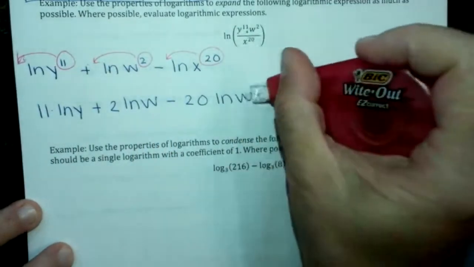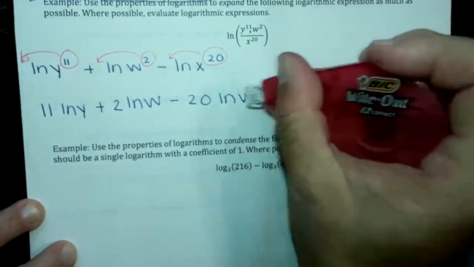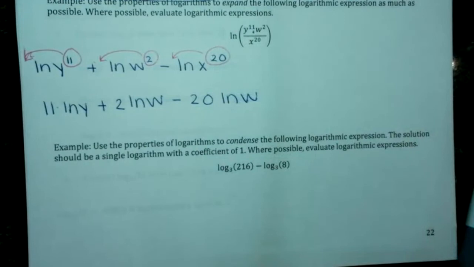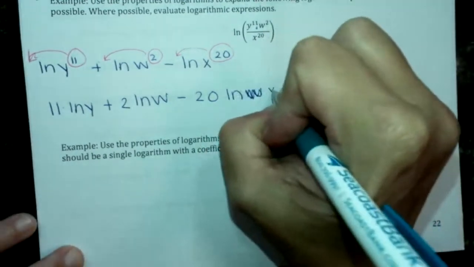Shoot. That's supposed to be an x. I really want my whiteout to work. No. Sorry, this must be x.